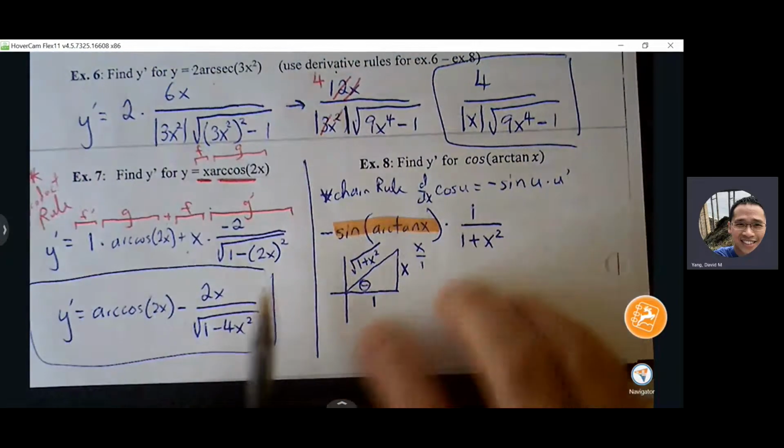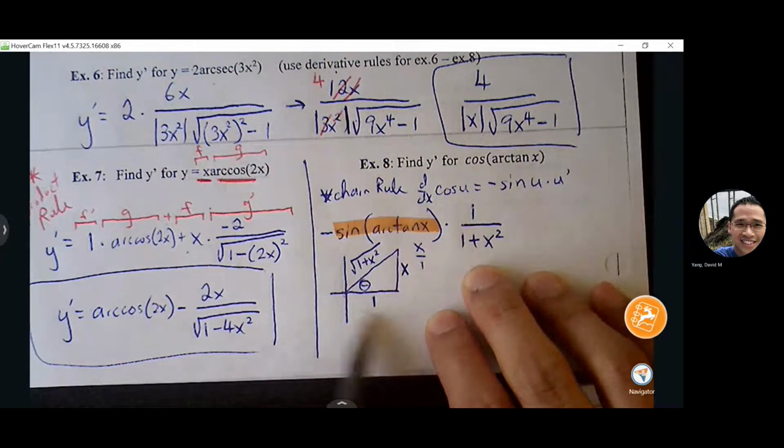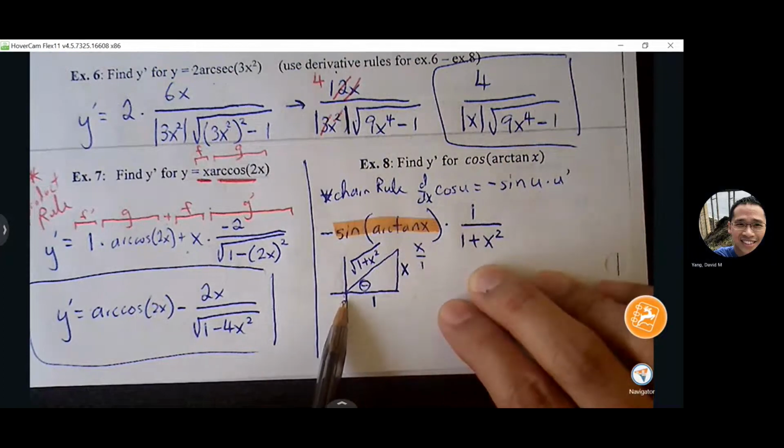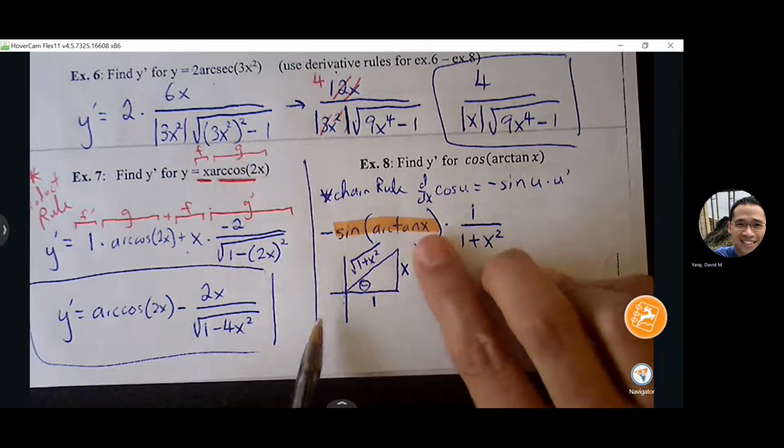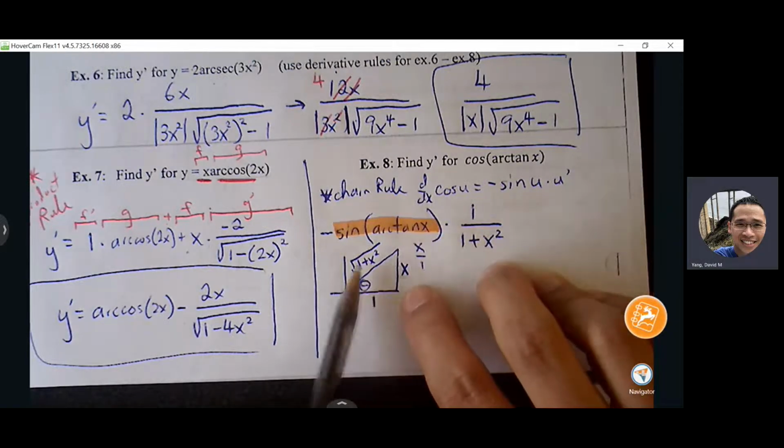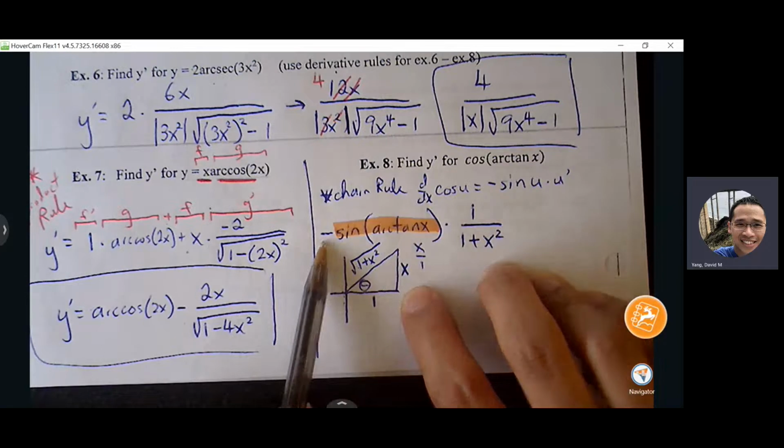So now, what is the sine of this theta? Sine is what? Opposite over hypotenuse, right? So x over the square root. The negative is going to hang out in front.